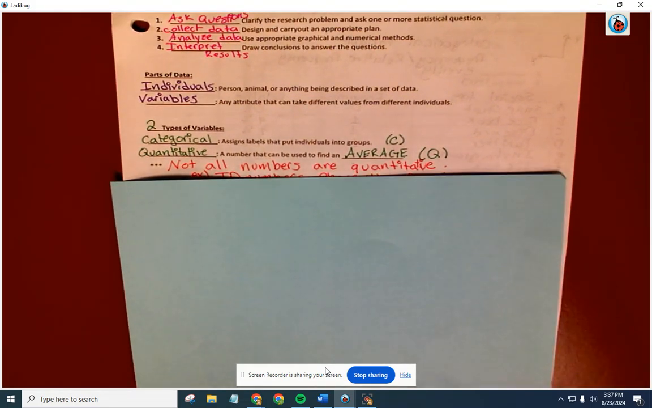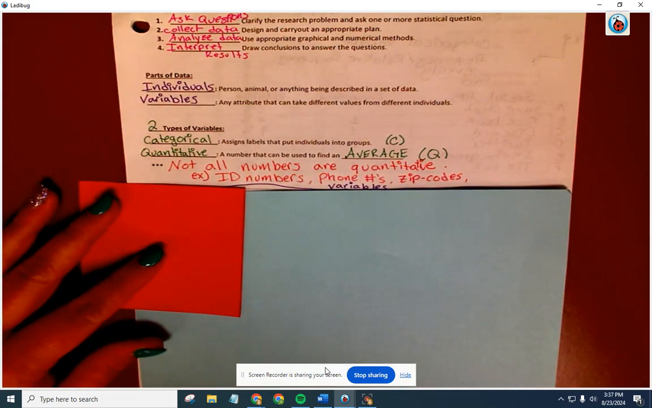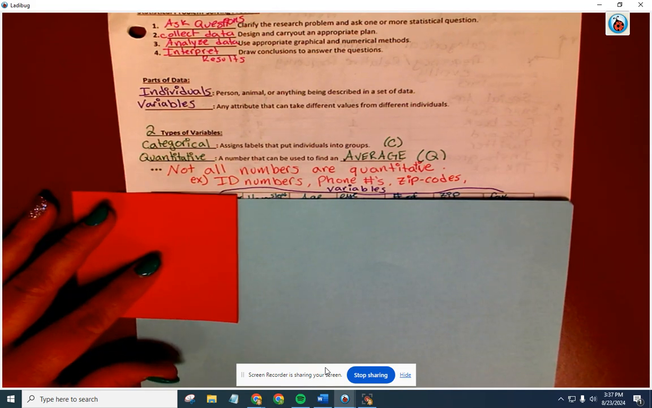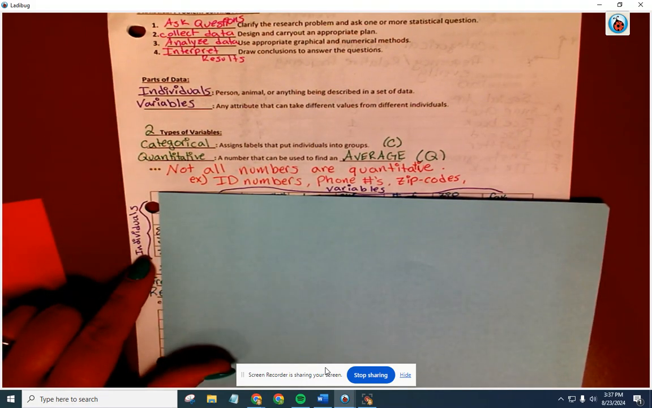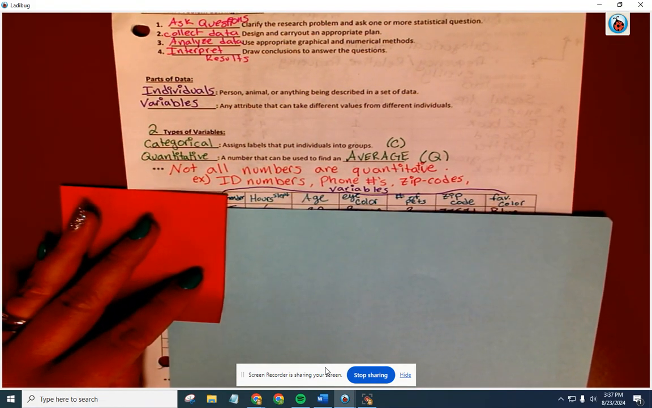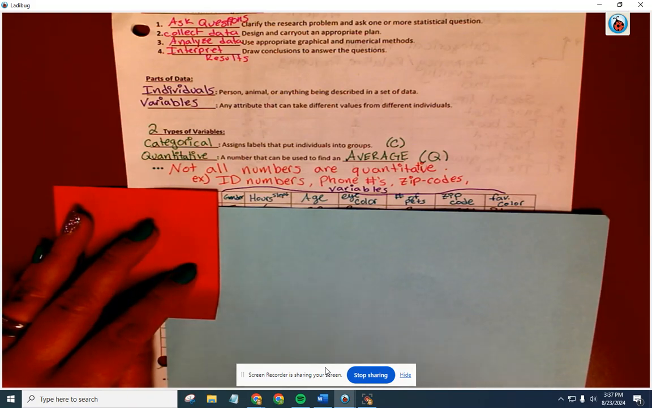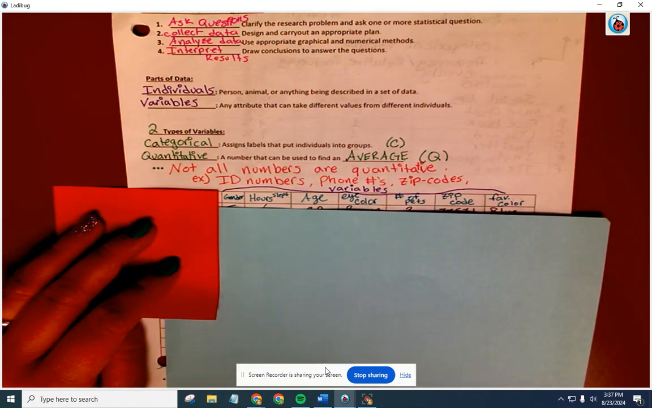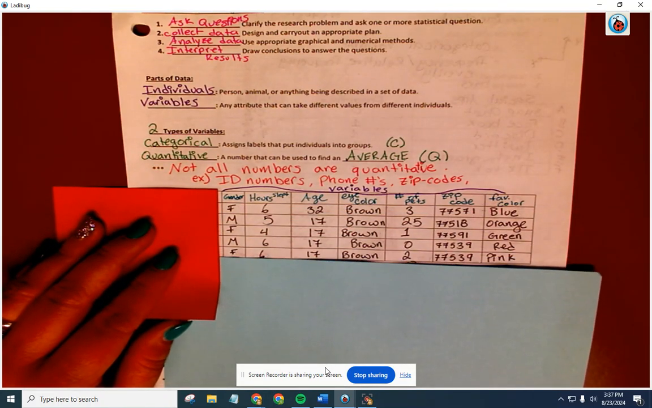So here we're going to look at some data from one of my classes. I'm going to cover up the names of the students so that way we can't see who they are. But what I want you to know is that I took all of their names, and their names were my individuals. Now, with that, I asked them a series of questions. I asked them their gender, how long they slept the night before, their age, eye color, number of pets, zip code, and favorite color. So these were the answers that we got.